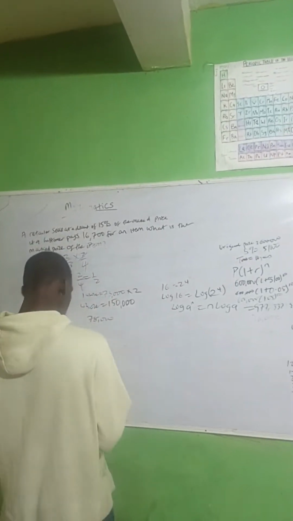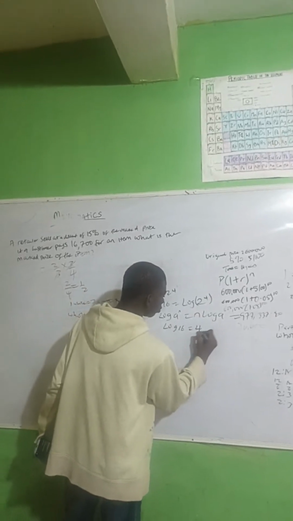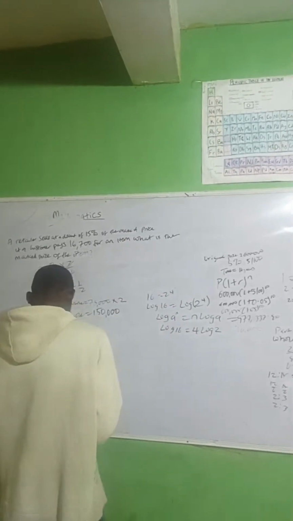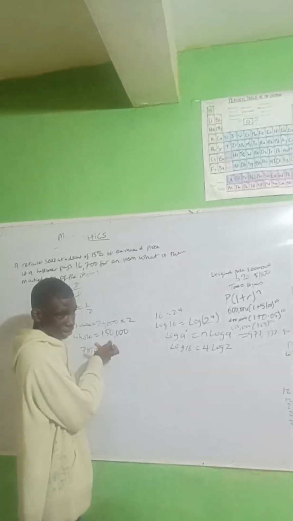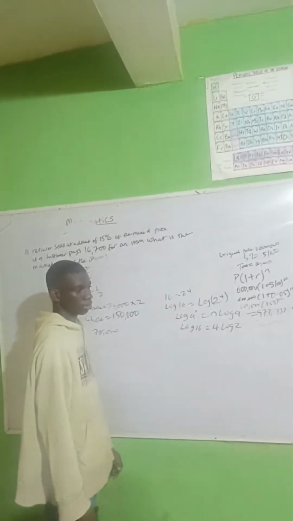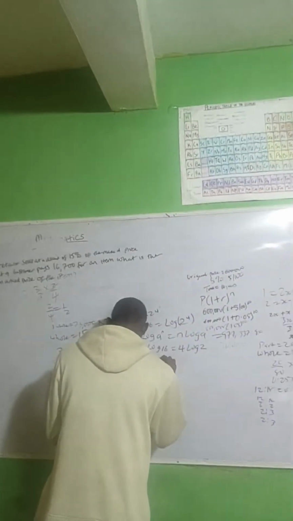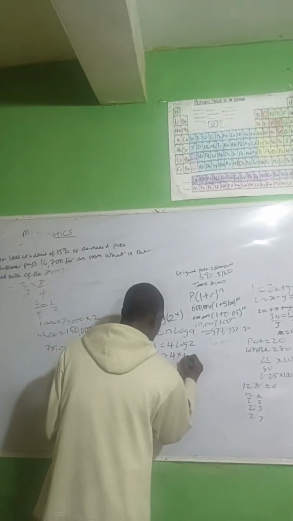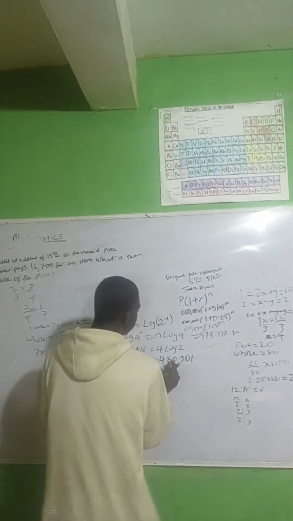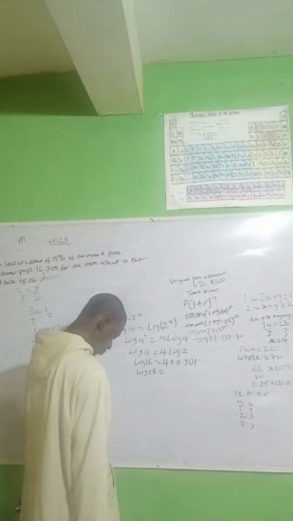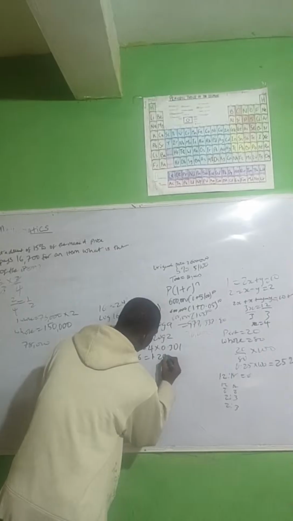So now that will be log 16. You now bring this one to this place like this. So that will be log 16 is equal to 4 log 2. We know that they have given us log 2 already in the beginning of the question. What is log 2 in the beginning of the question? Yeah. So it will be log 16 is equal to 4 times 0.301, abi? What is 4 times 0.301? What's the answer? 1.2. So that will give us 1.204.